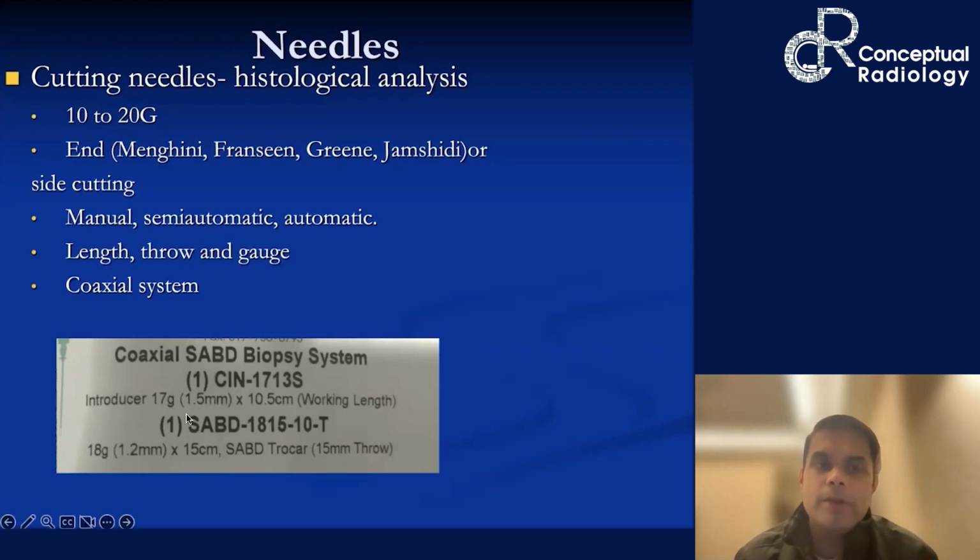And you need to be able to decide the length, throw, and gauge of the needle. So length basically means that, this is something around 16 centimeters, 15 to 16 centimeters. It all depends on the depth that you are planning to go. Whereas this automatic gun, which is used in breast, is around 10 centimeters, because we're not planning to go very deep. The other thing is a throw.